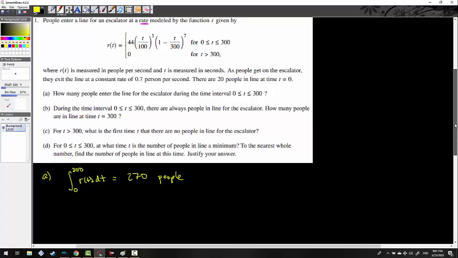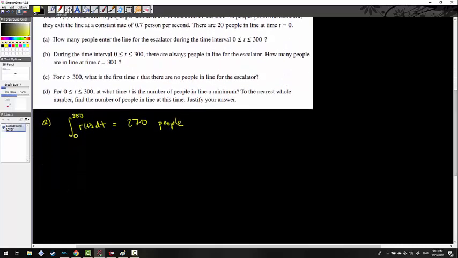Okay, let's move on to part B. Part B, it says, during the time interval 0 to 300, there are always people in line for the escalator. How many people are in line? Well, if I want to know how many people are in line for an escalator, there are three things that I need to consider. One, how many people were already there? And then I want to figure out how many people totally entered. And then I'm going to subtract the people who totally left.